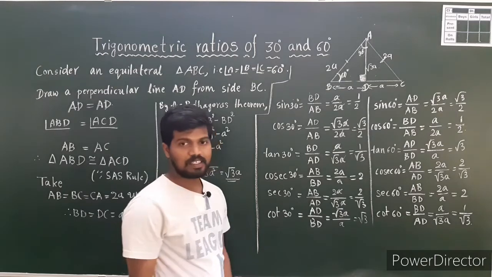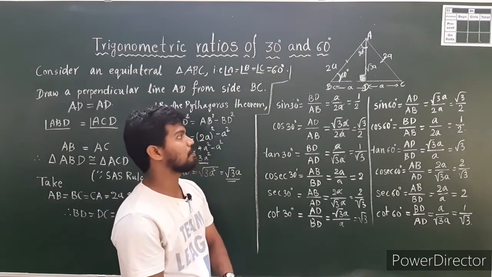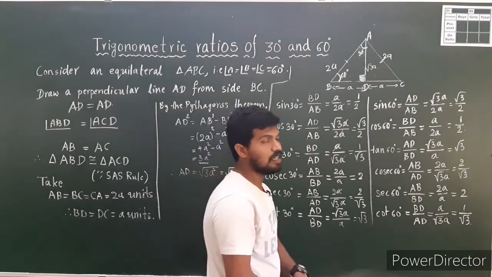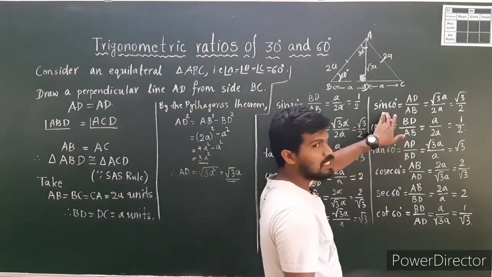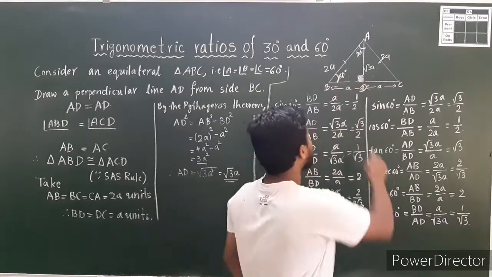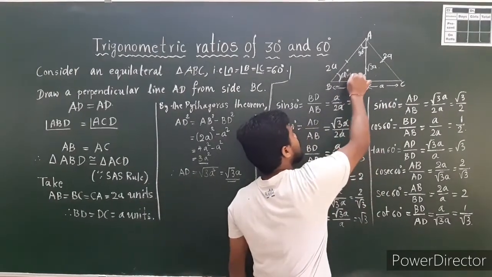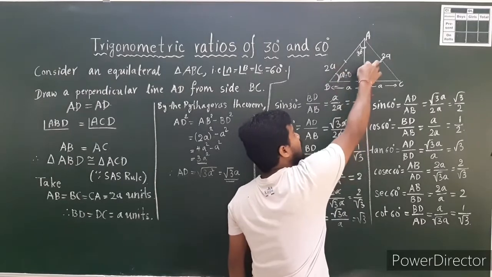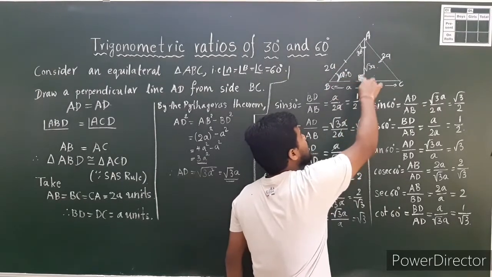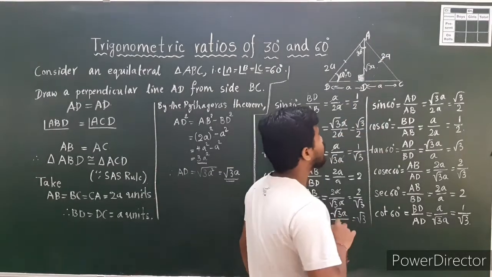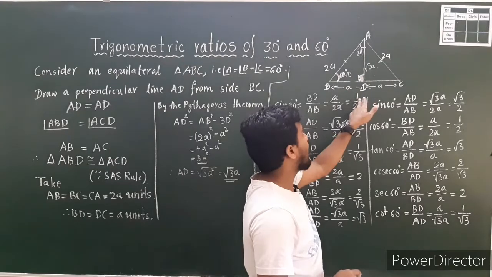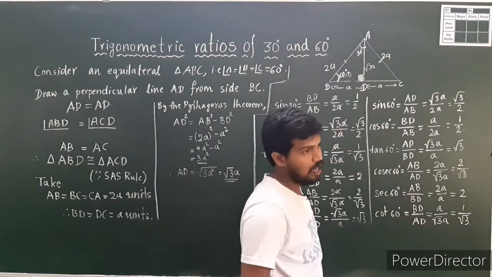So next, sin 60 degree. Now we have to concentrate on sin 60 degree. You put theta here, you consider this one as theta. So the opposite side is this one and the adjacent side is this one. BD is the adjacent and AD is the opposite. In the last case, 30 degrees, BD acts as the opposite side and AD acts as the adjacent side.